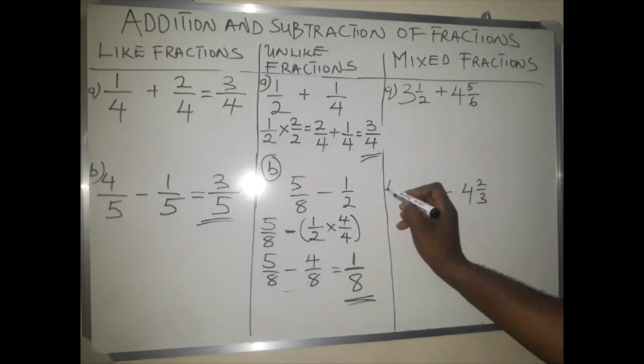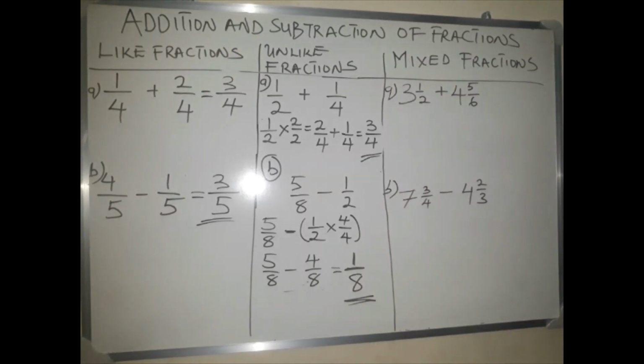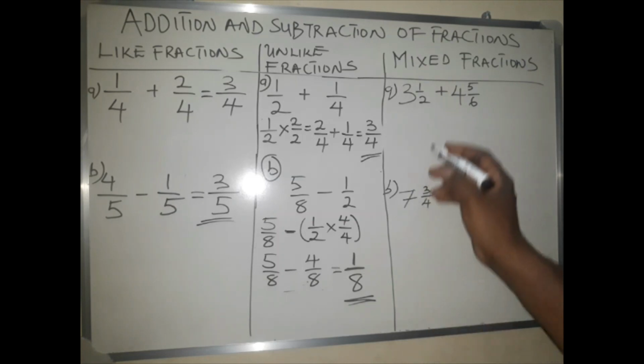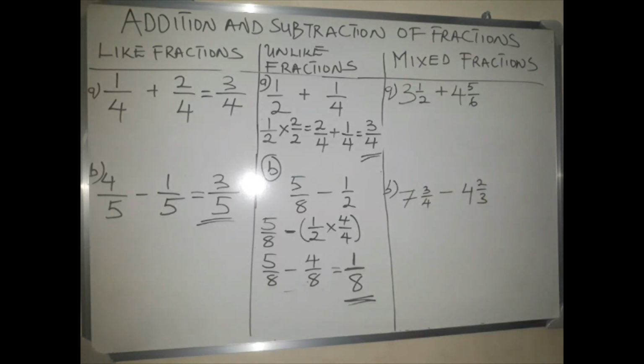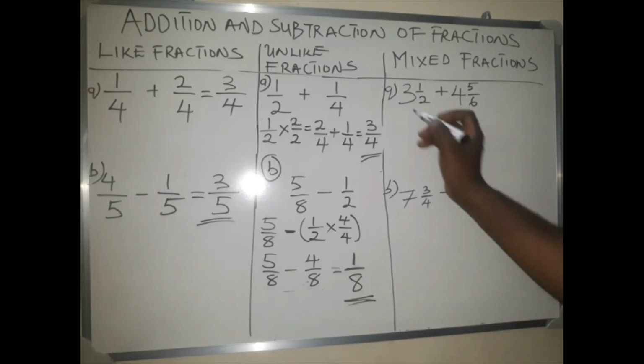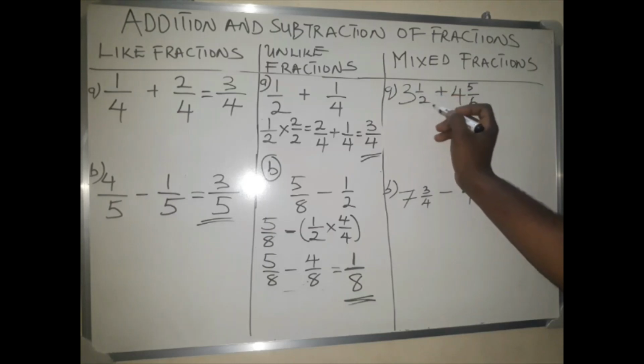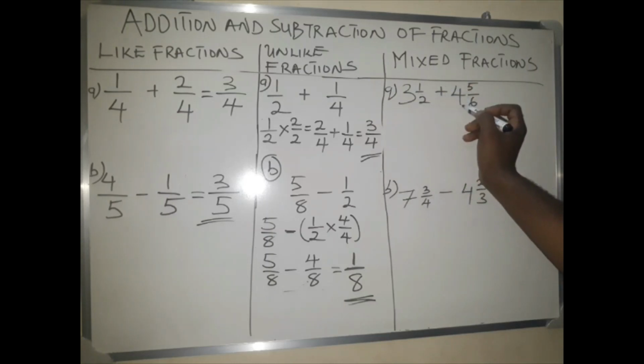Now quickly, let's go to the last addition and subtraction of fractions that we want to look at, which will be the addition and subtraction of mixed fractions. And of course, we know what mixed fractions are. Mixed fractions are fractions that comprise both whole numbers and proper fractions. So we have the first one, which is 3 1/2 plus 4 5/6. You can see this is a whole number, while this is a proper fraction. But here we also have another whole number and also a proper fraction.